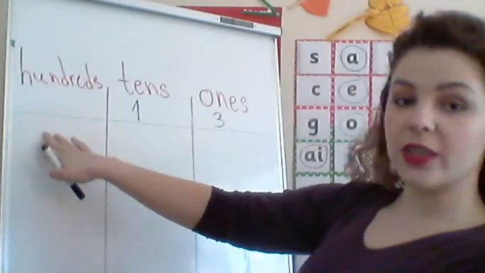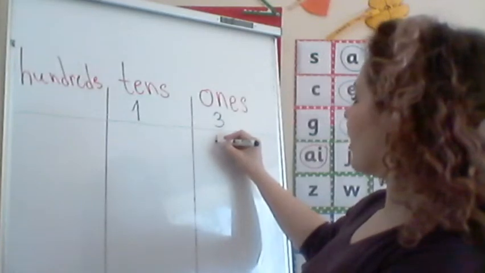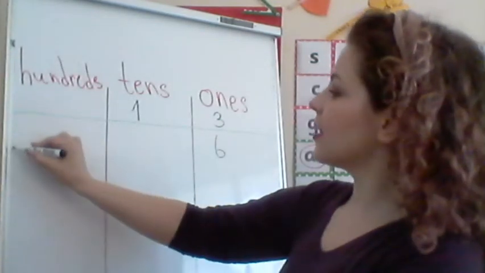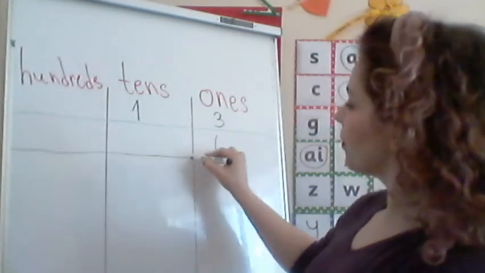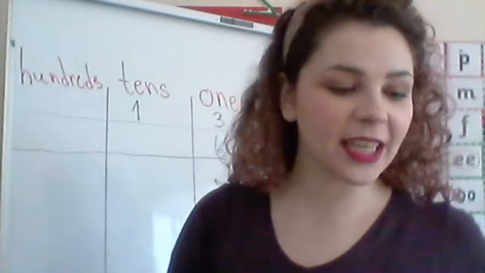It doesn't have any hundreds, it doesn't have any tens, it just has ones. And we're going to write down number 6 here, and that's it. Okay, let's move on to the next number then.